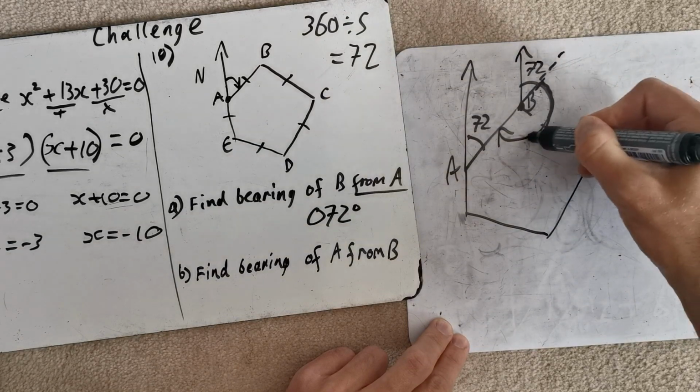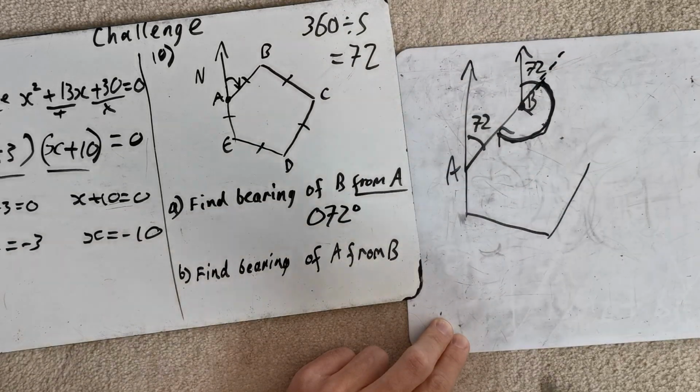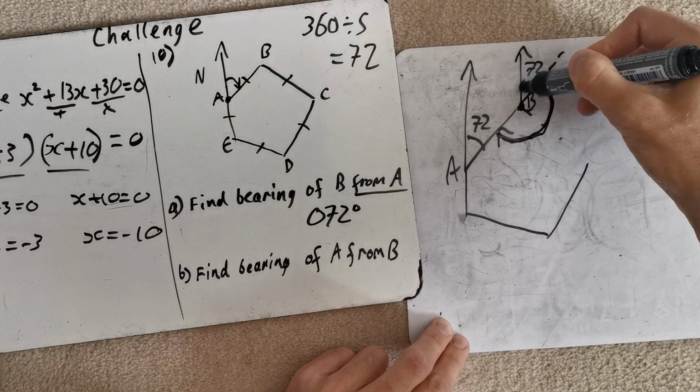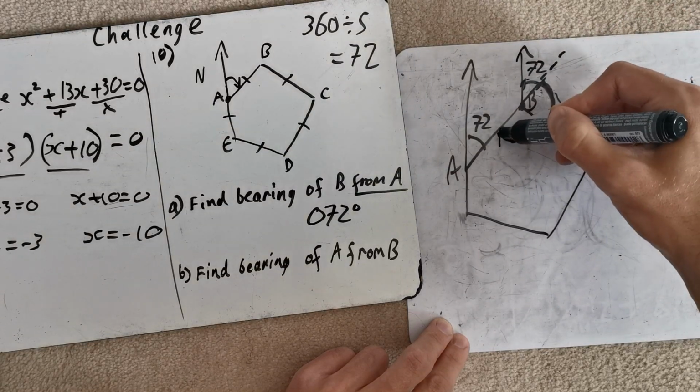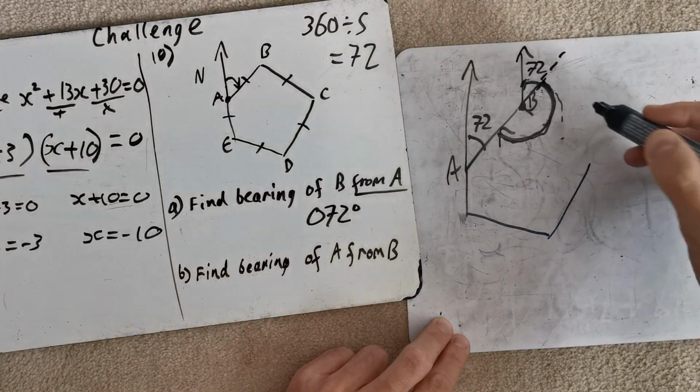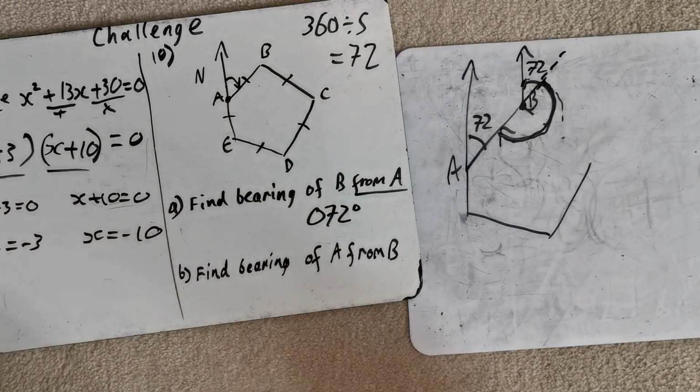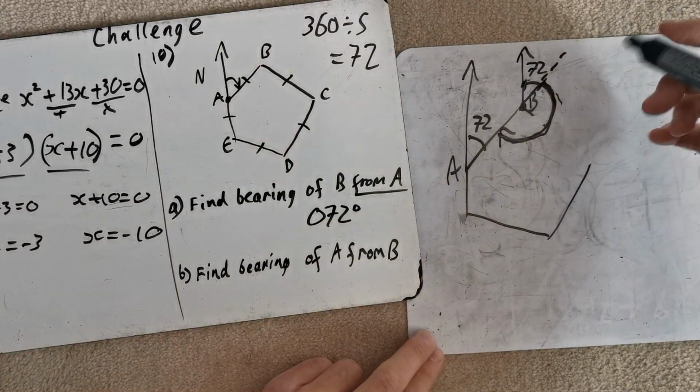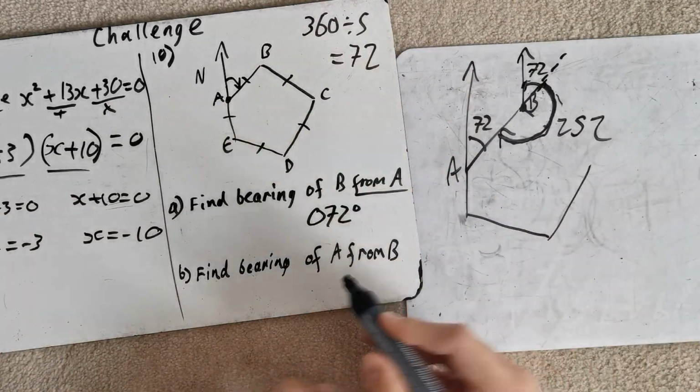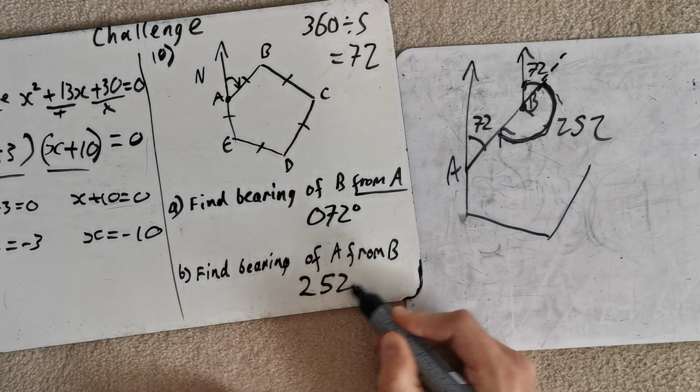This bit here alone is 180 degrees. So if we're going from north all the way around looking at A, we've got to do 72, add the 180, that will give you 252. So the final one is 252.